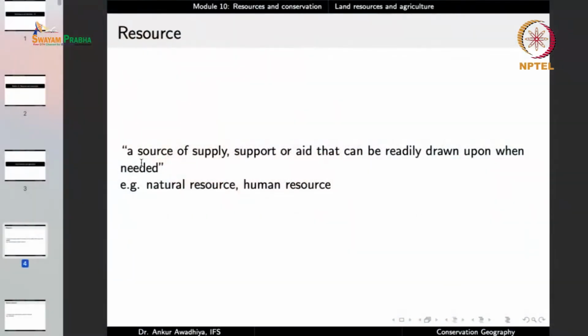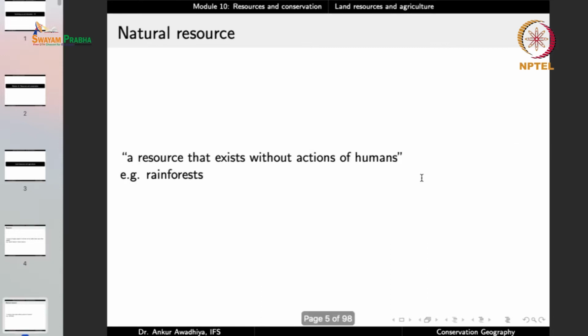So resource is a supply of something, a source of something that you can put to use whenever there is a need. So we can have things like natural resources, we can have things like machines, equipment and software, or we can have human resources. So there are several different kinds of resources, and in each of them there is a source of supply, support or aid that can be readily drawn upon when there is a need.